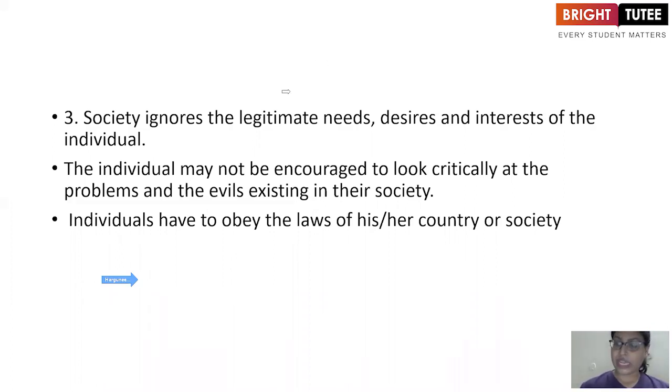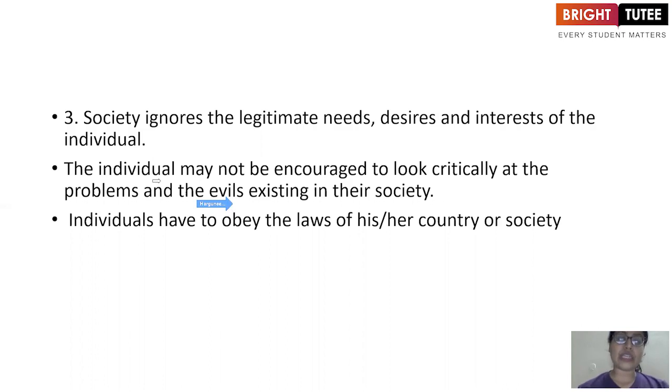So if it is only social aim, then all these things will take a back seat, they will be ignored, they will be neglected. The individual will thus not be encouraged to look critically at the problems which are there in his life and the evils which are existing in the society. So you are wanting the person to just blindly follow whatever rules are there in the society, whatever traditions, whatever culture is existing in the society, rules, regulations, norms, social practices, everything. So even if there are some evils in a particular society, you are promoting that, through education, the student should not dissent in any manner. He should blindly follow whatever is there in the society.